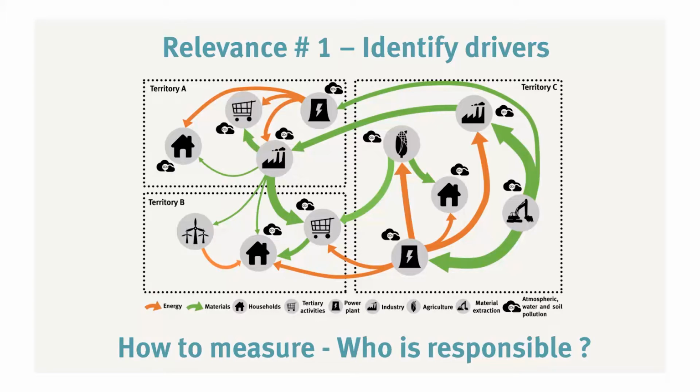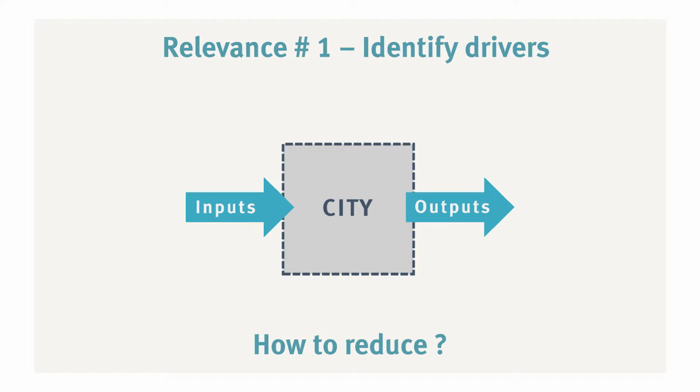Now, let's take territory B, bottom left. Let's say territory B is Copenhagen. It has renewable energy. It's very green. It doesn't produce anything on its territory. It seems to be a very resource efficient city. However, it's reliant on territory A and territory C in order to exist. So who's responsible? Is it the producer or the consumer? And how do we measure this?